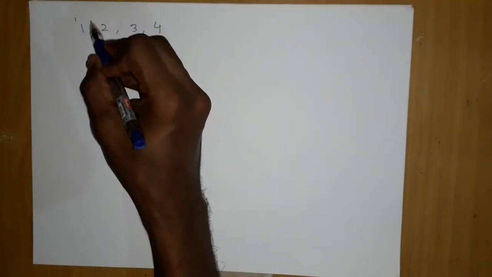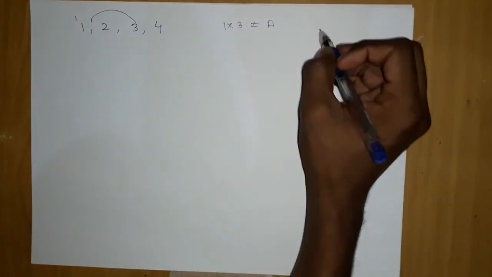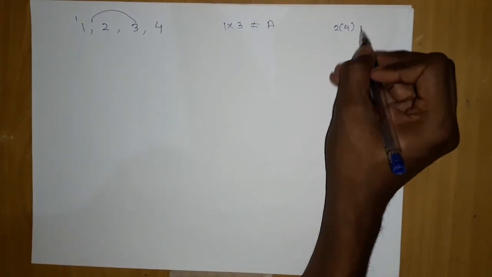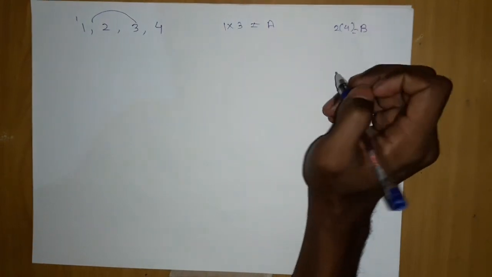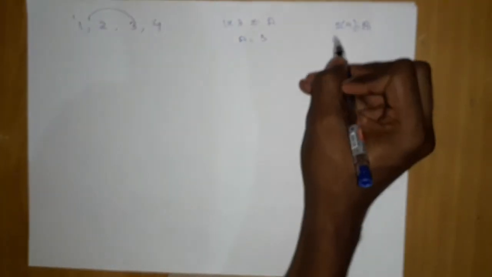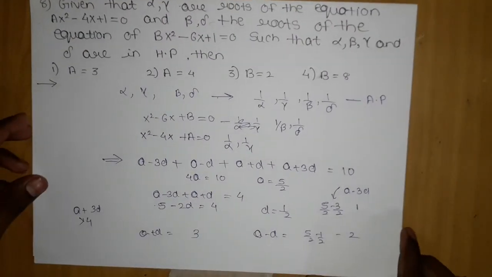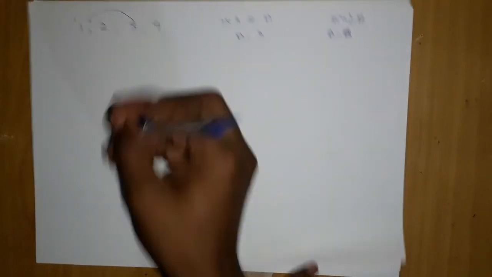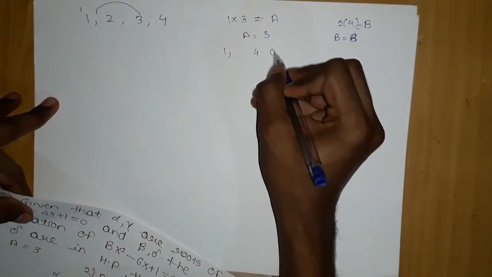Now the product of 1 and 3 will give me a, and the product of 2 and 4 will give me b. Let me check. So I got a equals 3 and b equals 8. Is there any option with a equals 3 and b equals 8? Yes, there are options, the first and the fourth. So the first and fourth are the answer. This is an above JEE Main level question.